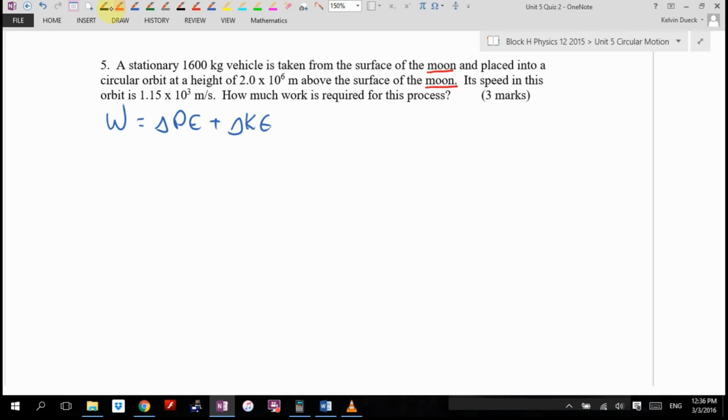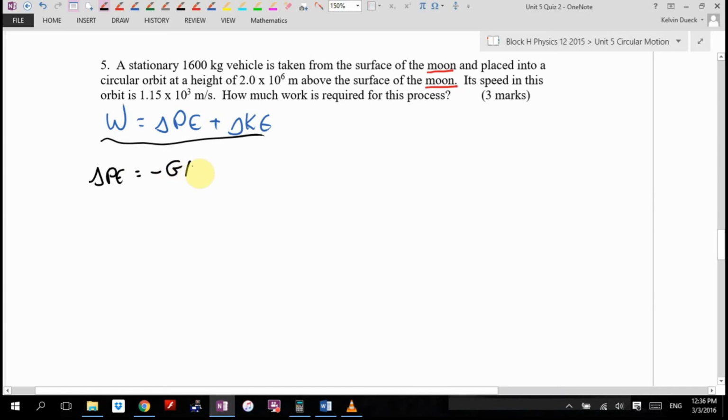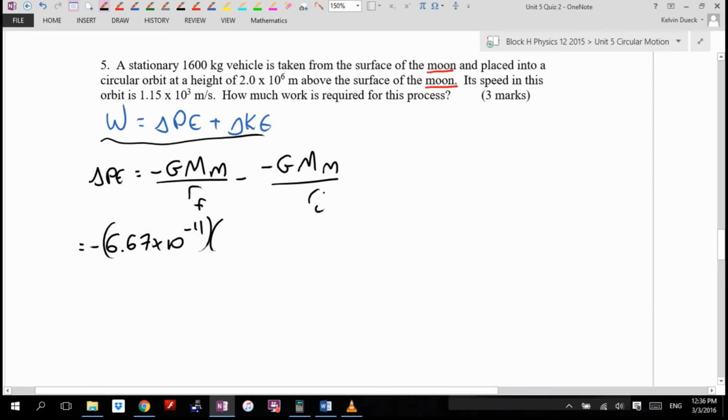Mr. Dewick says to do this: find the change in potential, which is going to be negative big G, big M, little m over R final minus negative big G, big M, little m over R initial, which is going to be negative big G. Mass of the moon. Oh, I got a sheet here. Mass of the moon is 7.35 times 10 to the 22nd.